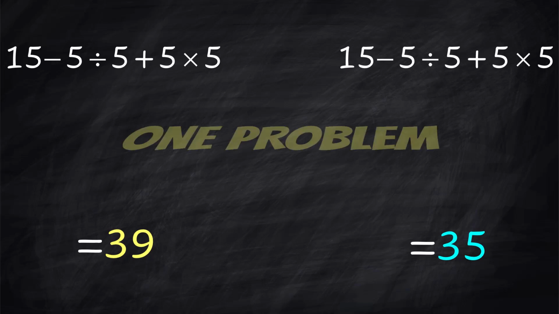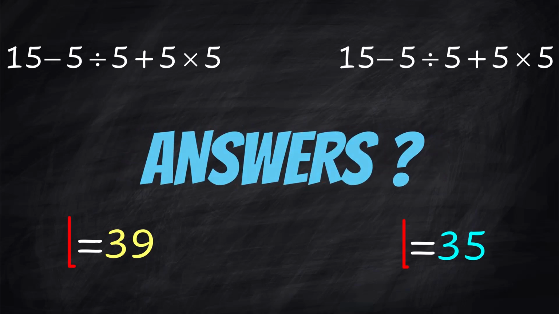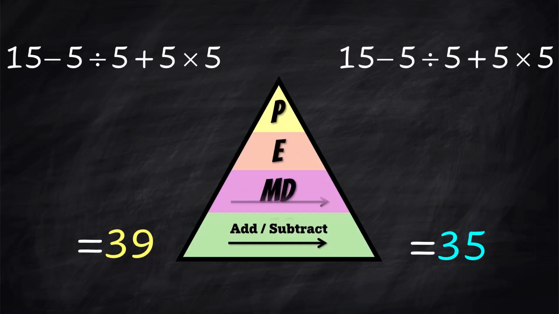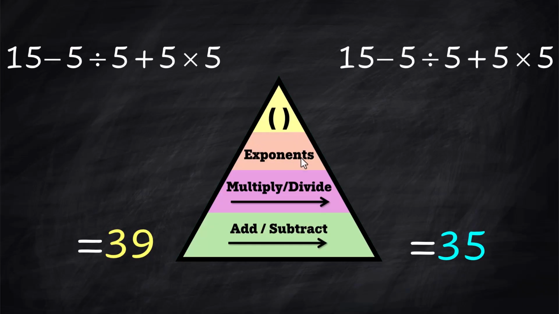Two people did the same problem, but they got two different answers. So who's right? Well, it's just going to depend on who followed the order of operations. PEMDAS. What does that mean? You do everything that's inside grouping symbols first. Then you do your exponents, and if you have square roots, that would be right here. Then you multiply and divide in order from left to right, and then you add and subtract in order from left to right.